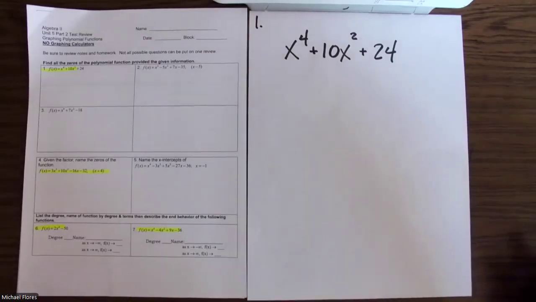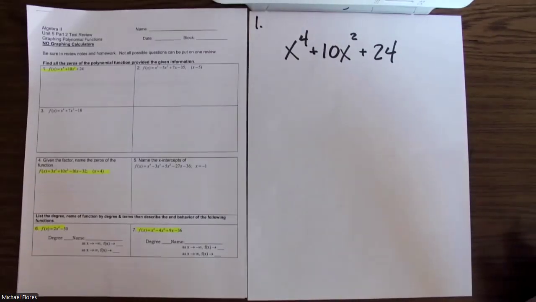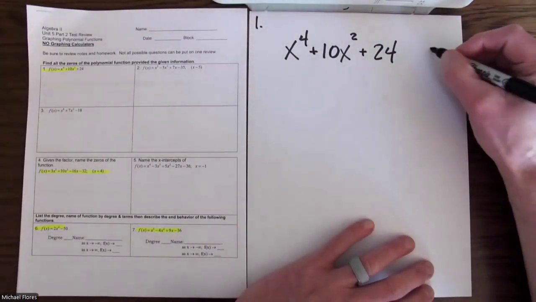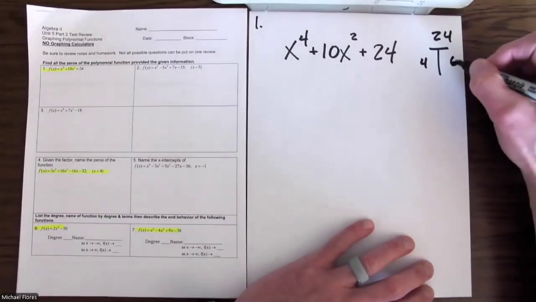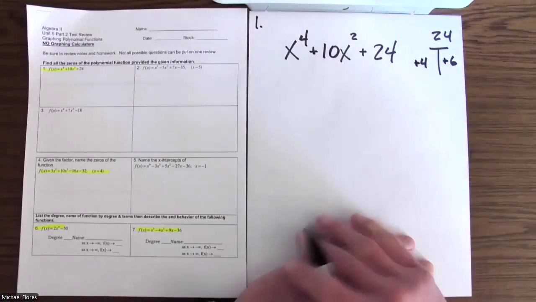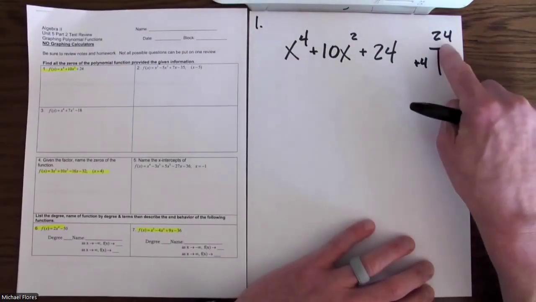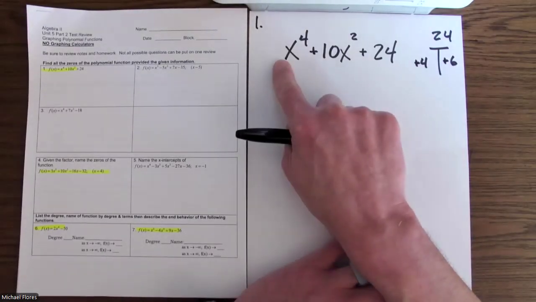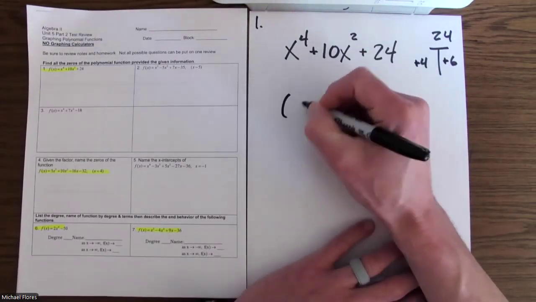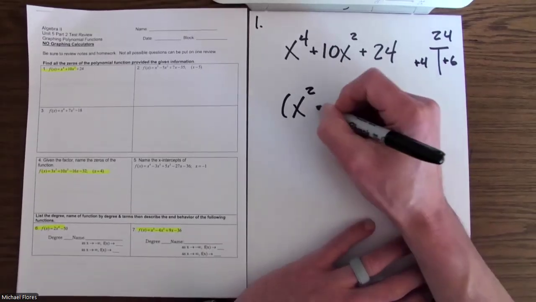Let's find them. All right, looks like we can factor this trinomial, a times c, 24, and indeed we can. 4 times 6 is 24, and 4 plus 6 is 10. The leading coefficient is 1, so I'm going to save myself some time here. I'm going right to factor form.